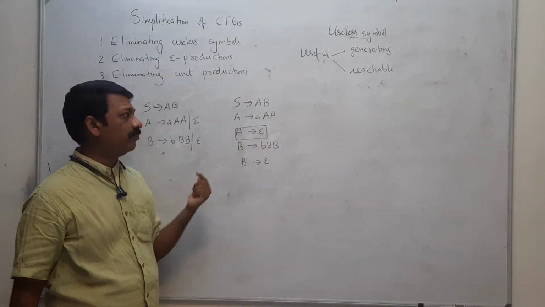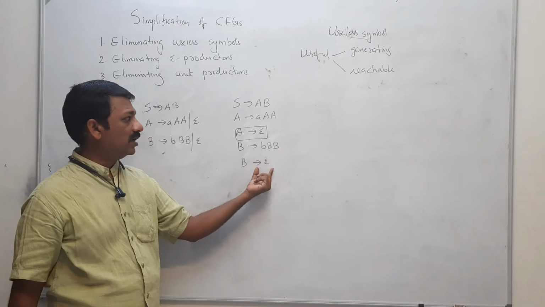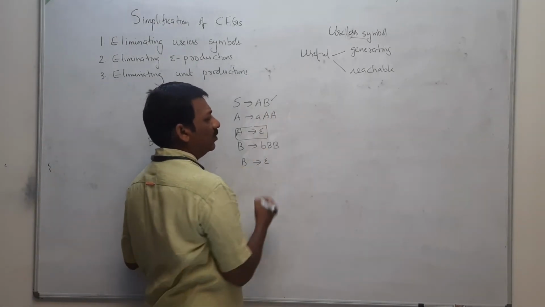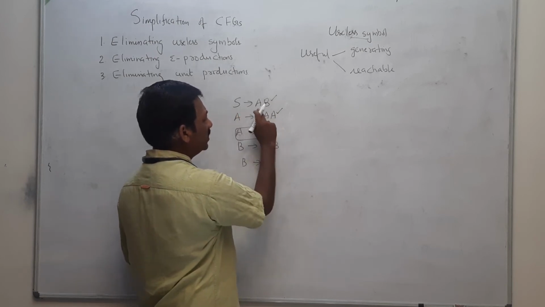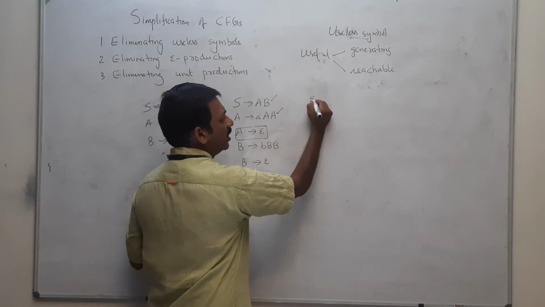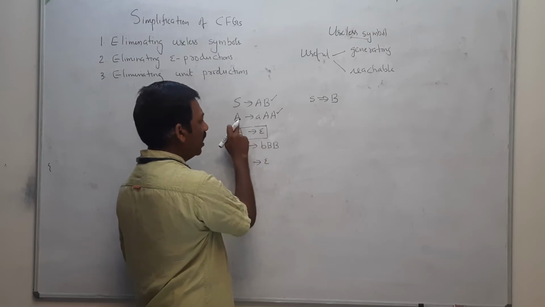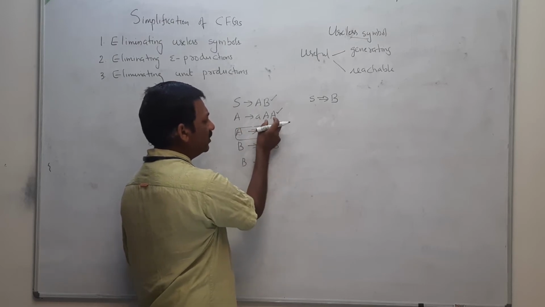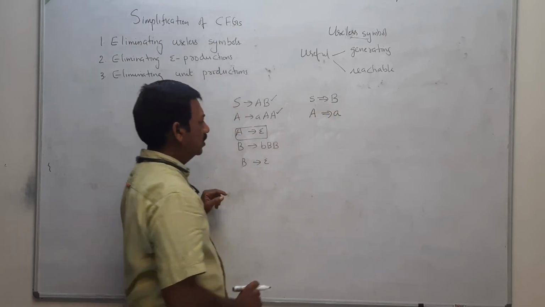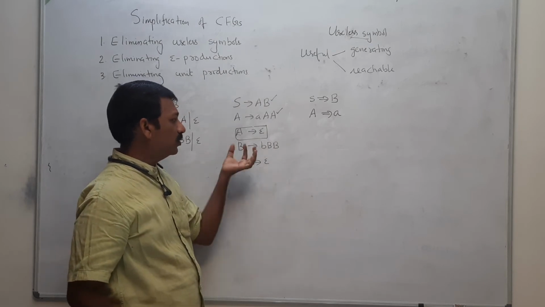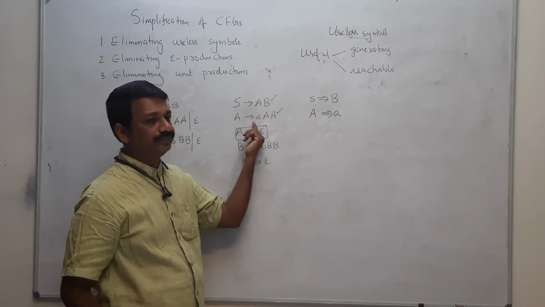A derives epsilon. So for that, what I am going to do is you have to search for A's on the right hand side. Here this production is having A on the right hand side. This is also having A on the right hand side. So when you are replacing this A with epsilon, what will happen? This becomes S derives B. And in this production, when you are replacing this A with epsilon, it will become A derives A. Now you have removed A derives epsilon from this grammar.